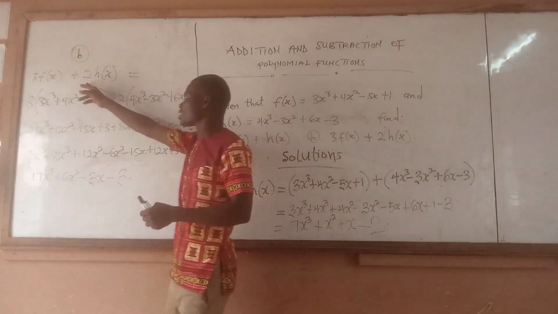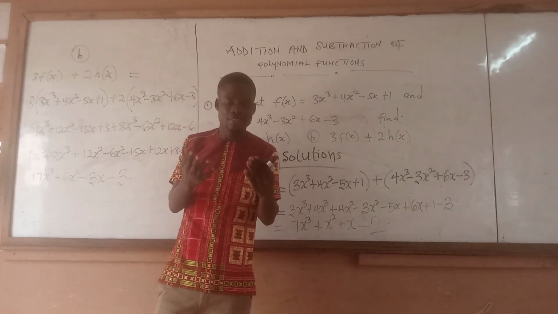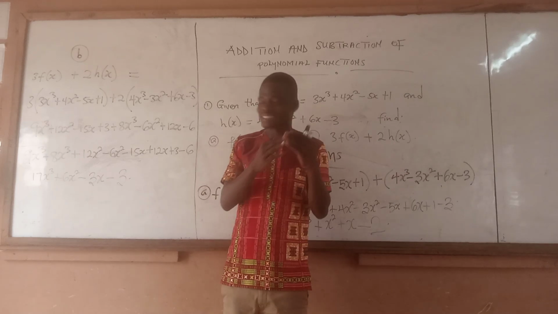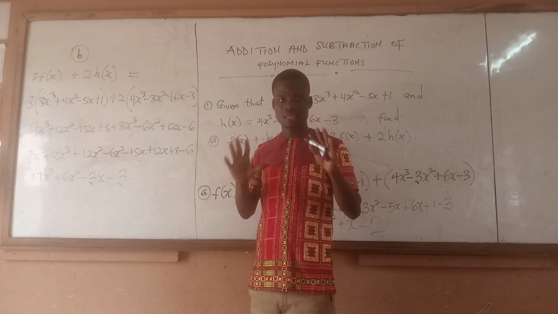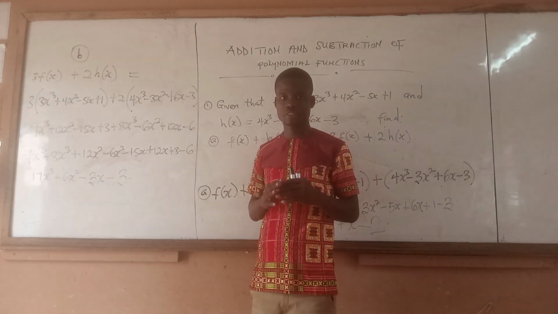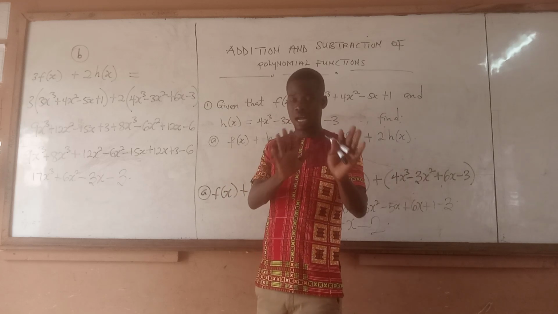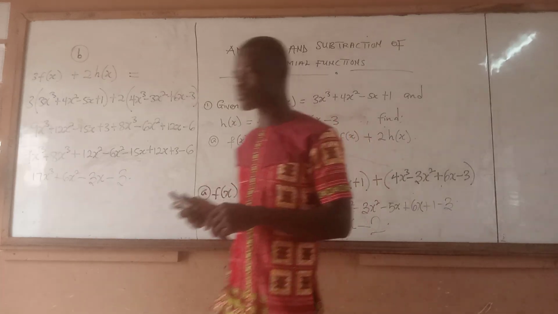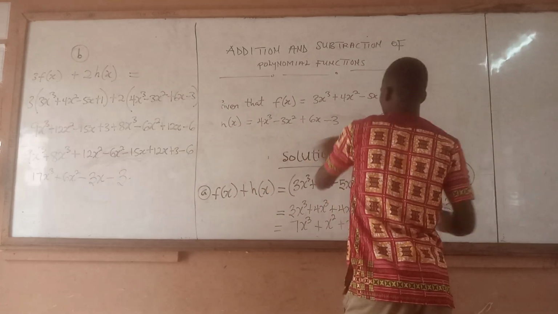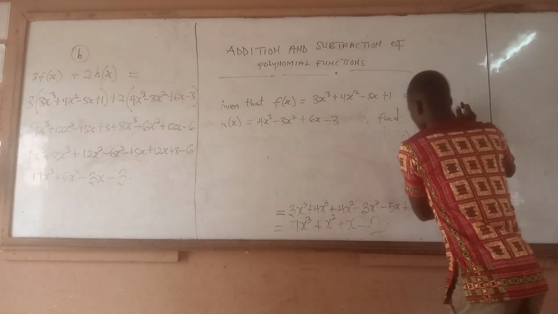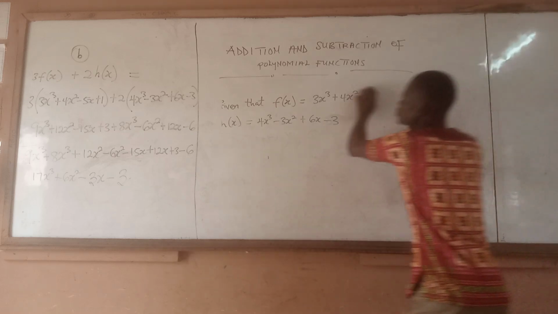Use the coefficient or the term outside here to multiply all the terms in the brackets. After that, take time for yourself and group your like terms. After grouping the like terms, take your time, relax, compare the coefficients and the powers, add and subtract to get your final answer. So now let's move on to problem number 2.